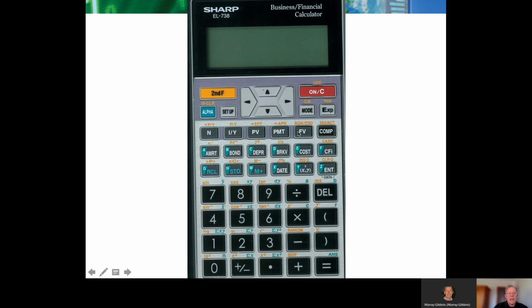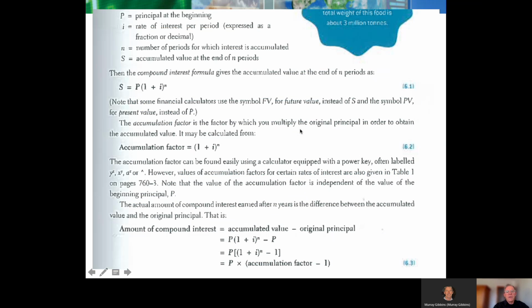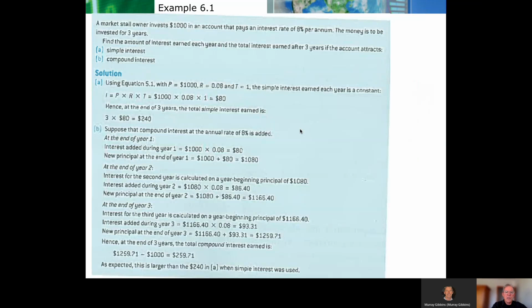If I got the data right, you could go recall N, recall I, recall PV, recall payment, make sure it all looks good, compute future value. If I entered the right information, yeah, it looks like I did, you should get 259.71.